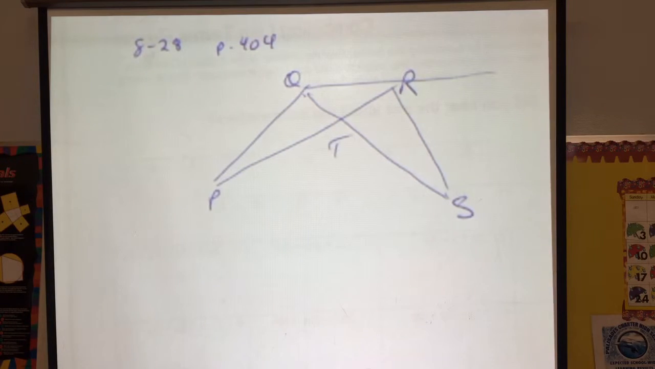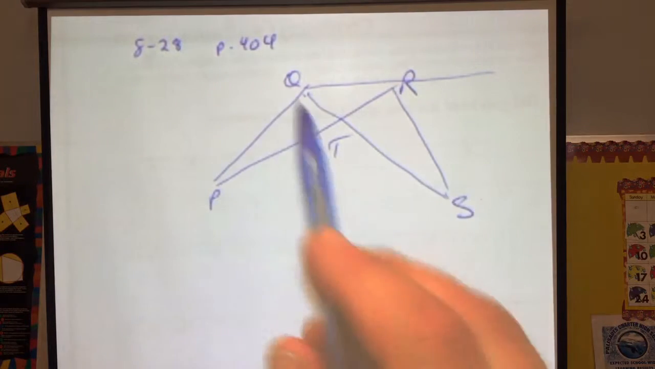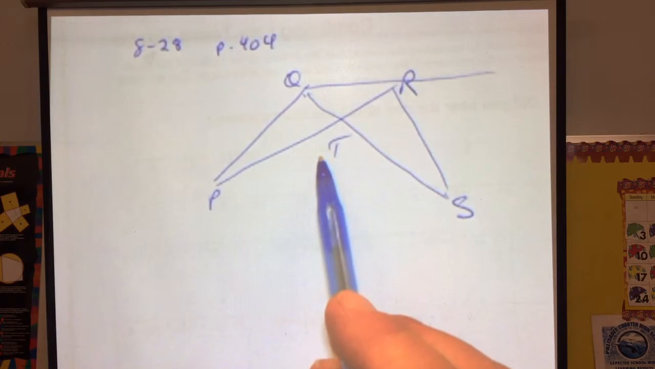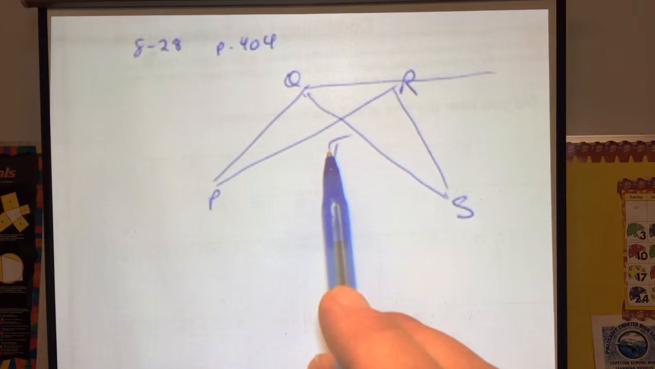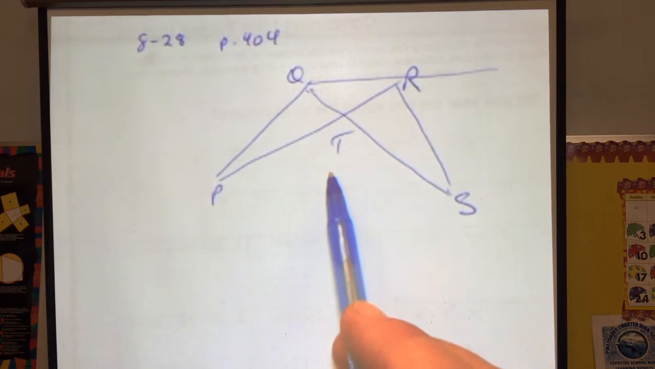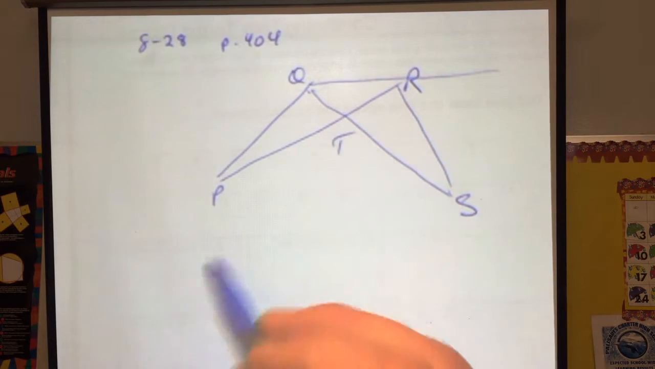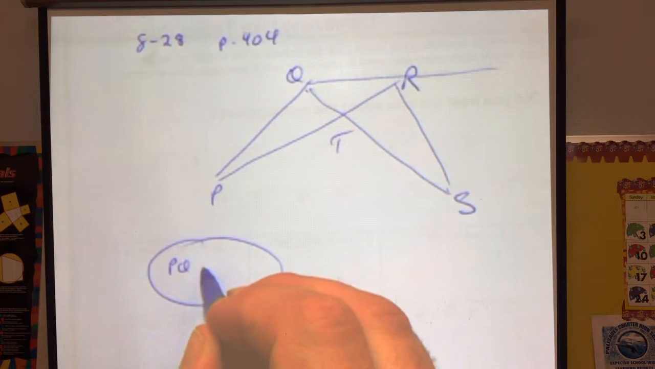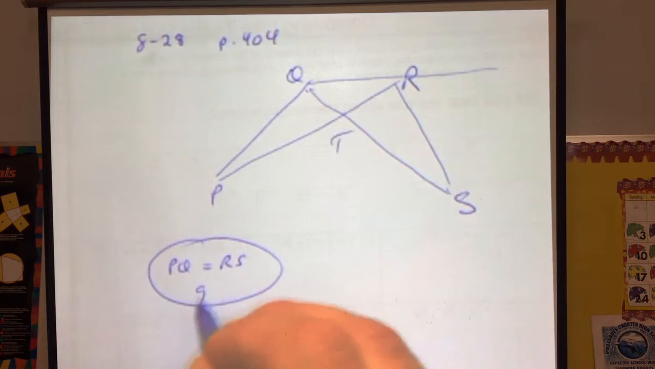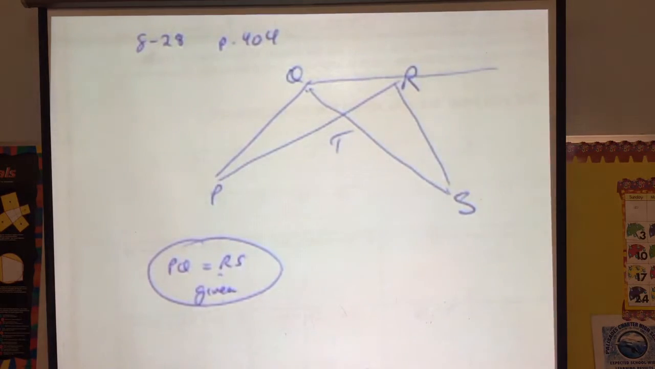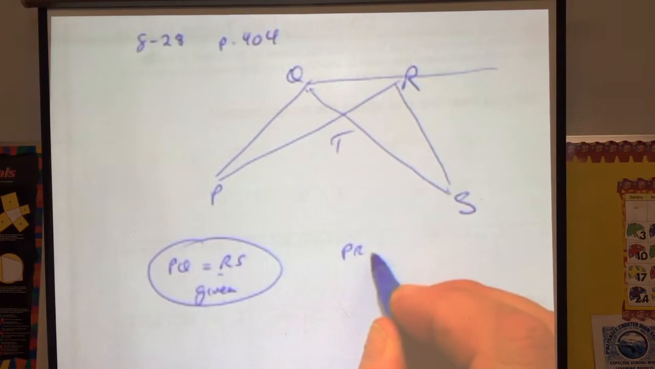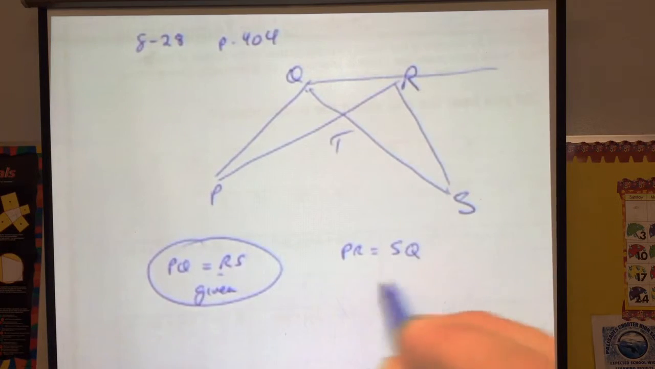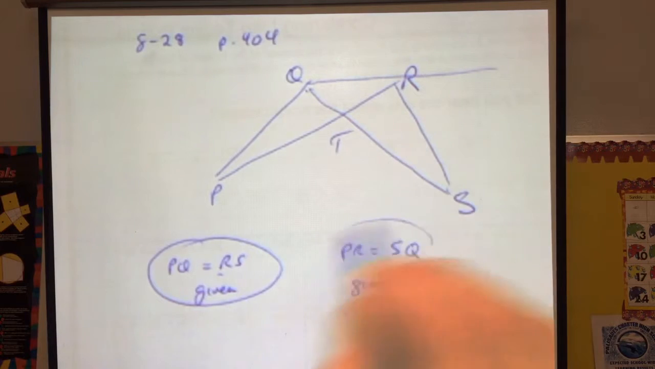This question is from the textbook and from our homework, 8.28, page 404. And in this question, it asks the following. In the following figure, PQ equals RS. So the given, PQ equals RS, and that is given. It also says that PR equals SQ. So that's easy. We just write PR equals SQ. Write given. Make sure you write given.